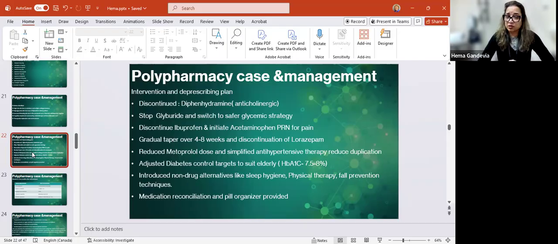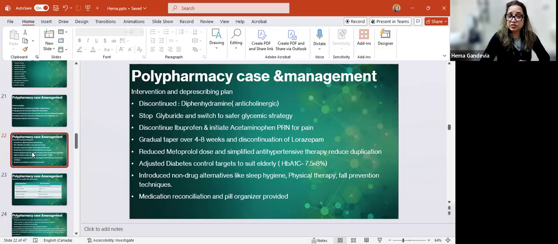Potentially talk about reducing metoprolol to a slightly lower dose, and to see if that can help her with her tiredness levels. But again, stay within the guidelines to see that she has effective beta blocker coverage, and maybe simplify the antihypertensive therapy to remove duplications. Maybe talk about removing amlodipine if possible.